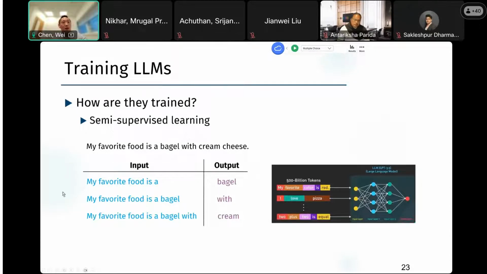Similarly, you can also do it in the auto-regressive way. "My favorite food is a bagel with." "My favorite food is a bagel with cream." So one sentence you can use multiple times in the training. They use the existing text from the internet as the ground truth to train these models.